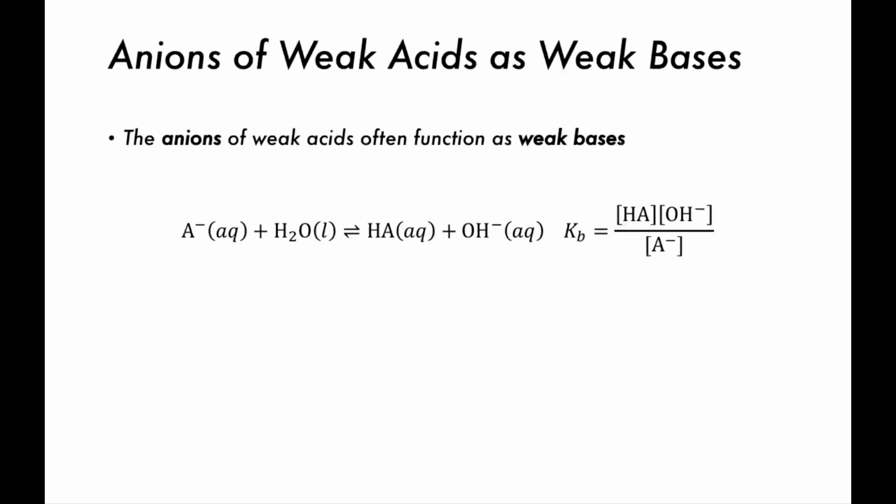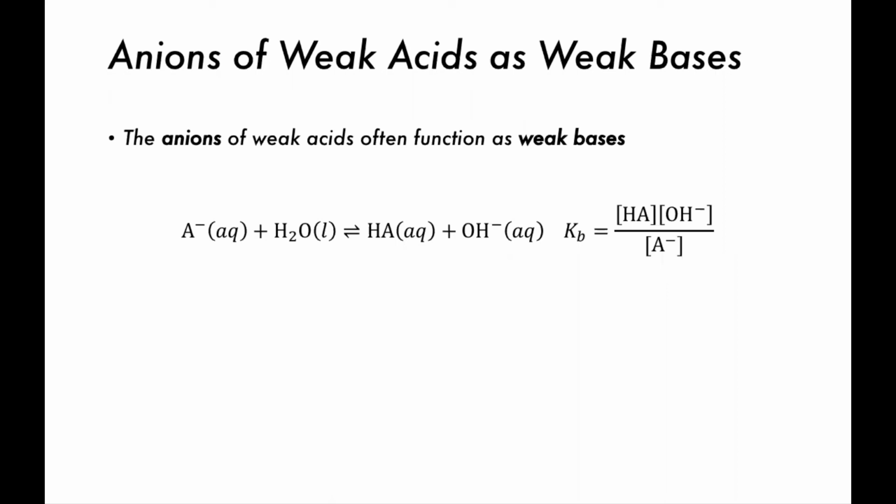So, anions of weak acids as weak bases. We recall that one of the problems that weak acids and bases have, especially with weak acids, is that whenever they produce their conjugate base, the A minus is actually a pretty good base. And so it reacts with more water to form the acid again, HA, and to form a hydroxide ion, which will consume any of the hydronium ions that have been produced by the acid dissociating in the first place.